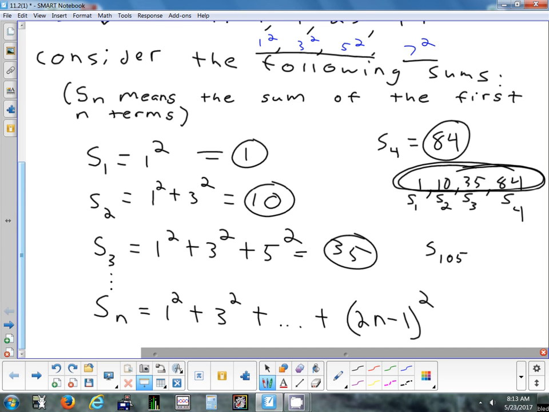Okay? So any question on the idea of what we call a partial sum?